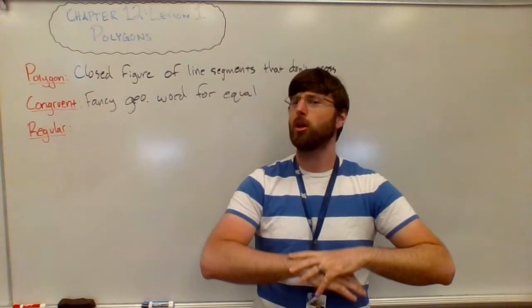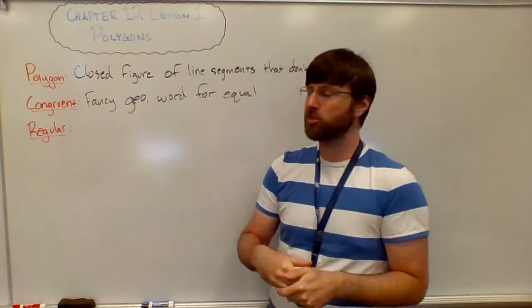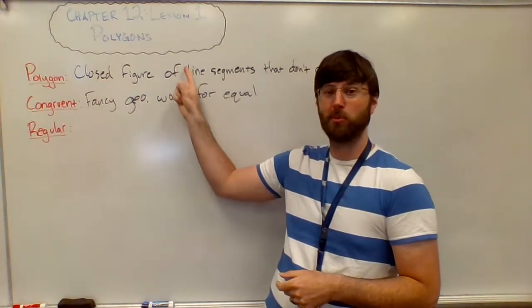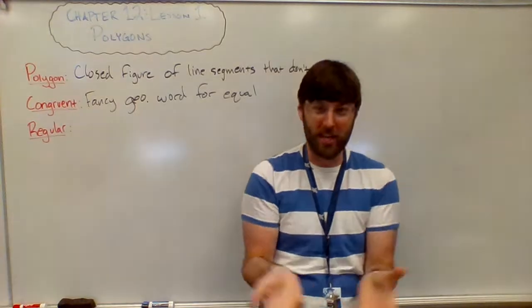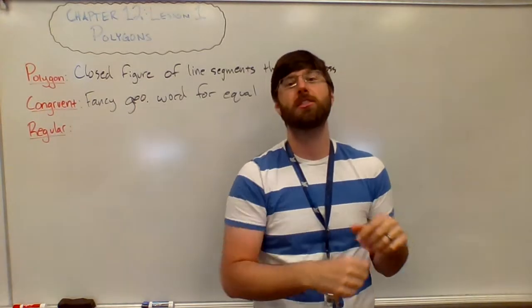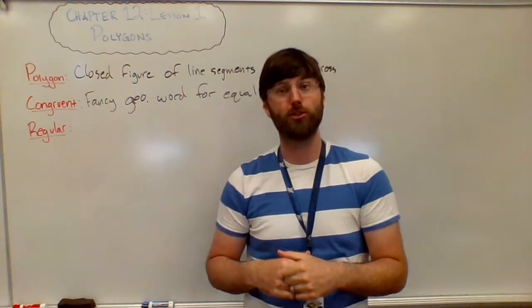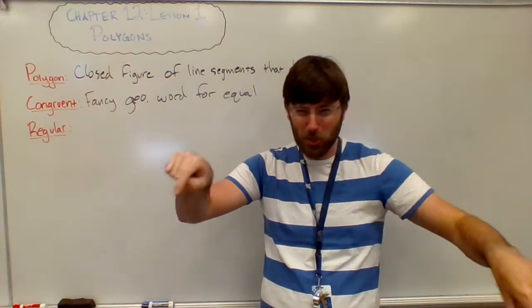So if you draw something, we're going to call that a figure. And if you draw something that is a closed figure made up of line segments that do not cross, we're going to call those polygons. And then within the category of polygons, we've got other subcategories. If it has 3 sides, we're going to call it a triangle. If it has 4, we're going to call it a quadrilateral, and so on. And then there's even special types of those.